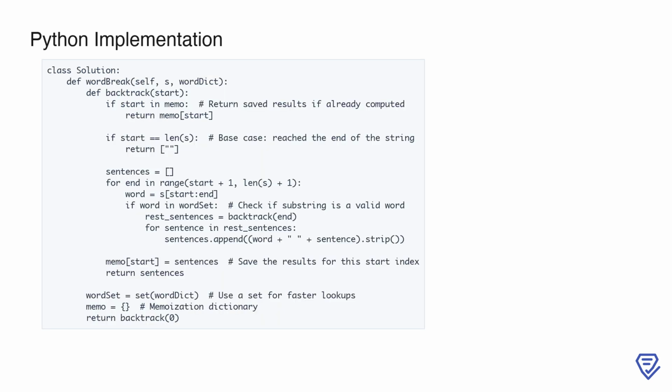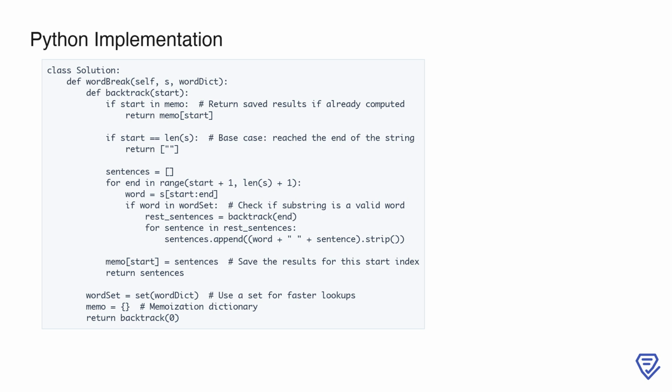This Python implementation solves LeetCode problem number 140, Word Break II, using a backtracking approach with memoization. The goal is to generate all possible sentences by segmenting the input string s into valid words from the dictionary wordDict. Explanation. 1. Initialization. The wordBreak function begins by defining an inner backtrack function, which takes the current start index as an argument. This function recursively explores all possible segmentations of the string starting from the start index.